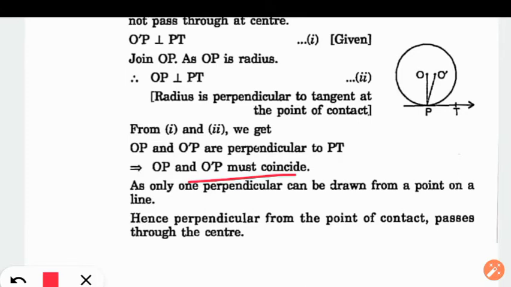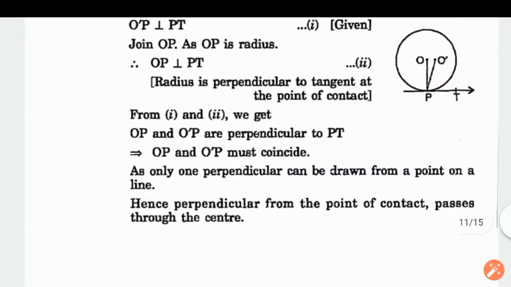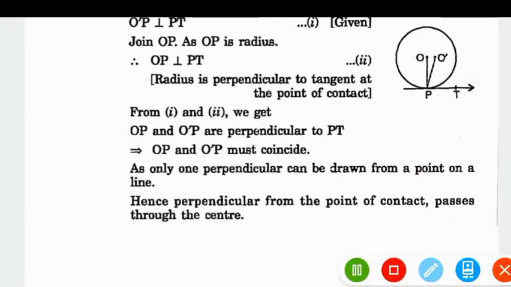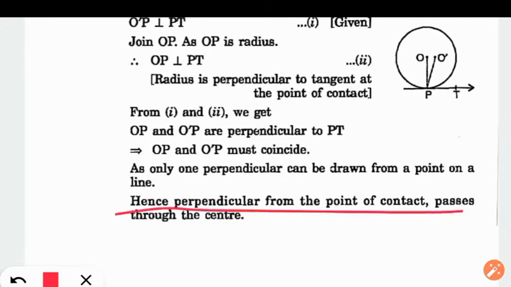As only one perpendicular can be drawn from a point on a line, only one perpendicular can be drawn, not two, PO dash or PO. Only one perpendicular can be drawn, and that perpendicular must pass through O. Hence, the perpendicular from the point of contact passes through the center. Proved. Let's do the next sum.